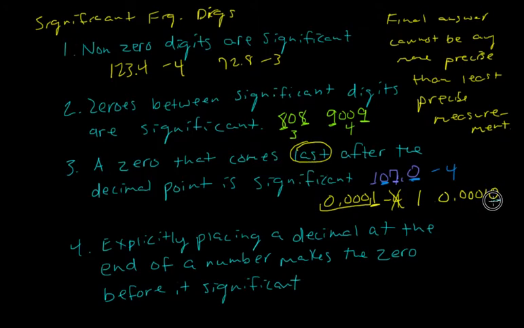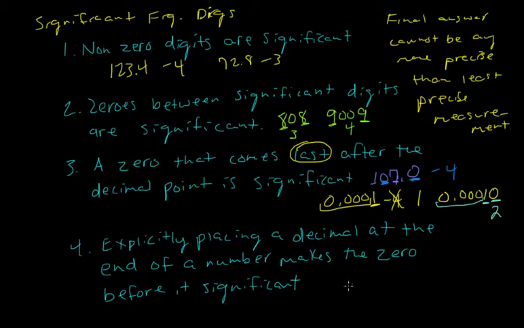This one becomes significant because of rule number 3. This one is significant because of rule number 1. And once again, these zeros are not significant, they're just placeholders, so this number would actually have 2 significant digits in it. Alright, if we look at number 4, explicitly placing a decimal at the end of a number makes the 0 before it significant.